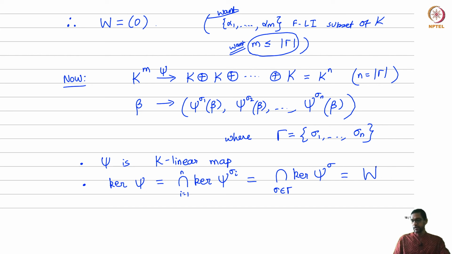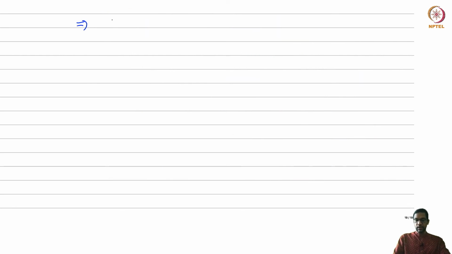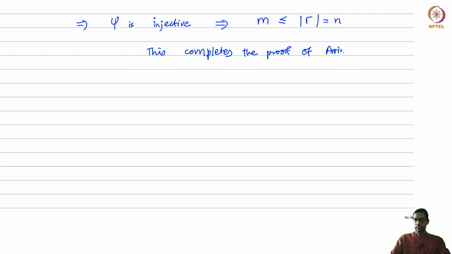It's the intersection of all these kernels of the psi sigmas. Okay, and now where does that leave us? We just showed that W is 0, right? That was the whole point of the proof. And so it means that this map psi is actually an injective map. Its kernel is 0, therefore psi is injective, or a one-to-one map. Now an injective map between two K vector spaces means that the domain vector space must have dimension that's at most the dimension of the codomain, or the range. So in this case m can be at most the cardinality of gamma, which is what we called n on the right hand side. So this completes the proof of Artin's theorem. Okay, so next time we look at some consequences of this theorem.